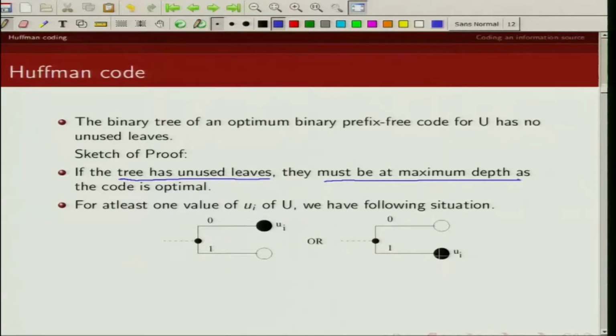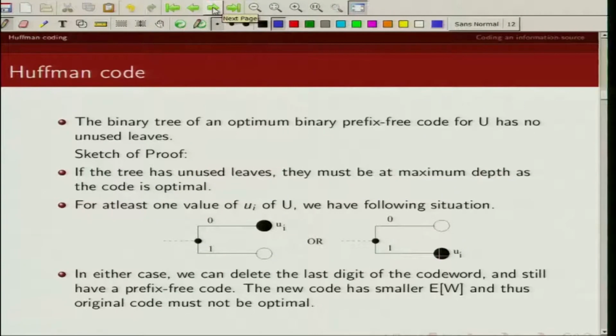Now if they are at the maximum depth, then one of these two things can happen. Since it's a binary tree, there are two leaves. So either one of these is assigned a code word and the other one is just an unused leaf, or we could have this as unused leaf and a code word assigned to this. Now in either case I can move this code word here, and in the process I am decreasing the expected code word length by 1.